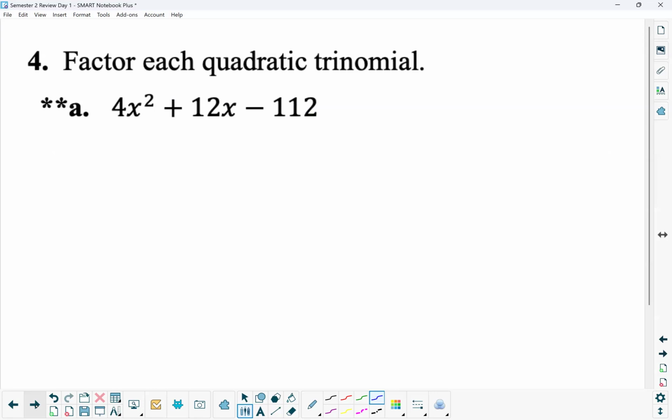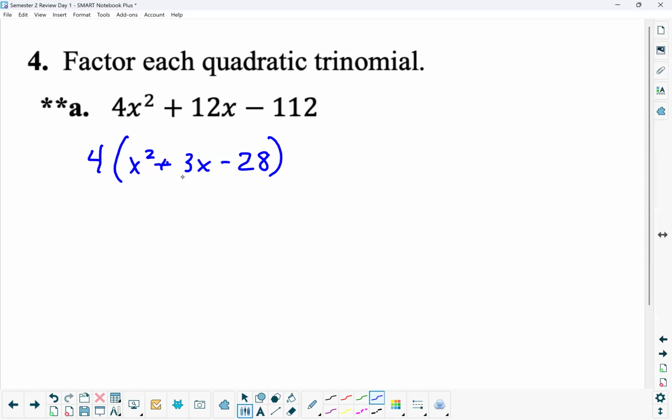For number 4, letter A, we have 4x squared plus 12x minus 112. So we have that number in front of the x squared, so I would check for a greatest common factor. And in this case, 4 divides evenly into all 3 of those terms, which would leave us with x squared plus 3x minus 28.